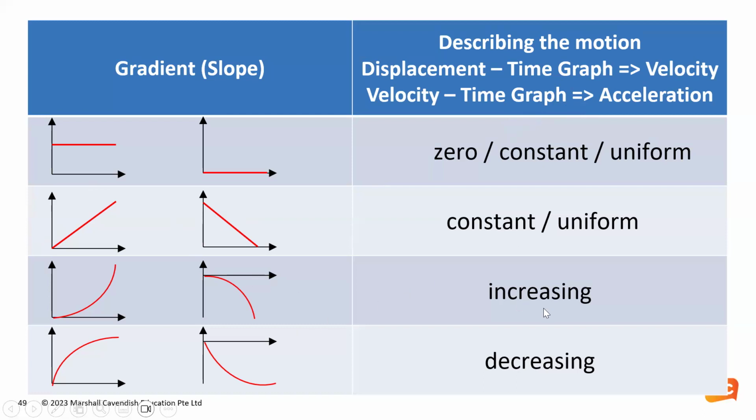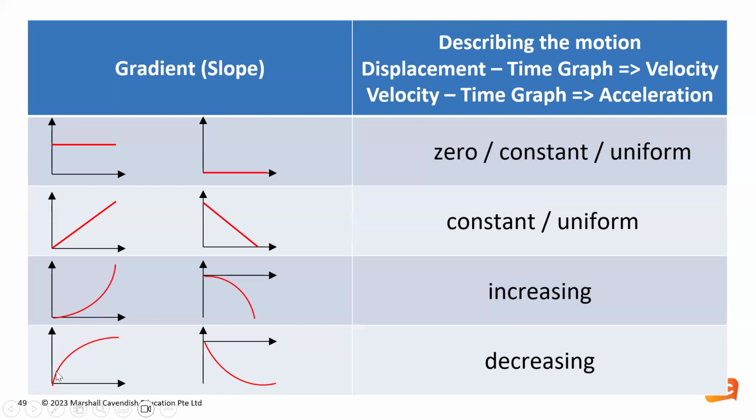Okay, and then how do I describe other things that are not constant, or whenever I see a curve? Okay, the last 4 graphs over here, you see a curve shape, it's not a straight line. I don't use the word constant or uniform. I use the word increasing or decreasing, depending on the shape of the graph or the slope. Okay, so in this case, it's getting steeper and steeper. In this case, and this case is also, as the time progresses, I am getting steeper and steeper and steeper. So I am having an increasing gradient. So I'm having an increasing velocity or increasing acceleration, depending on what type of graph.